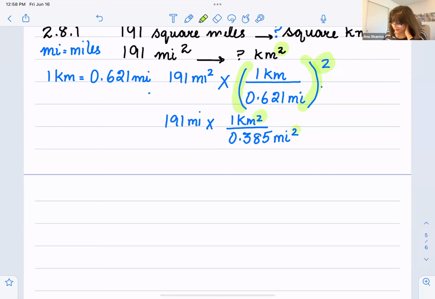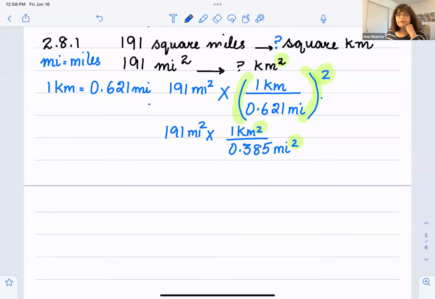Okay, so this is addressing these issues. Now remember, this is also miles square. This 191 miles square was already given to you. Square miles means mile square. So now you cancel out these miles square, and mile square this way gets canceled out. So 191, divide that by 0.385, and you get 496.10 kilometers square. Okay, and you can also write this as 497 kilometers square, depends how sensitive the information needs to be.